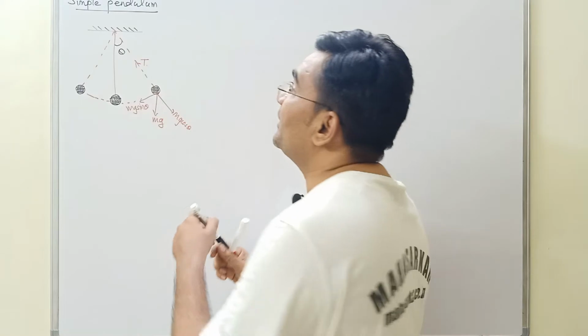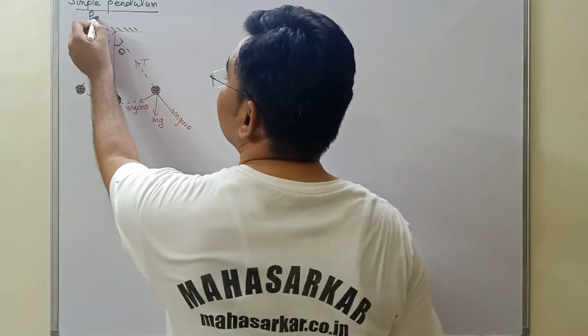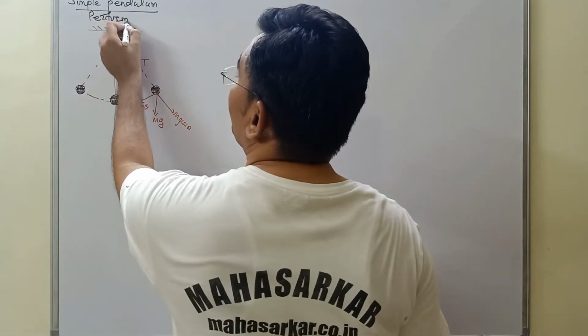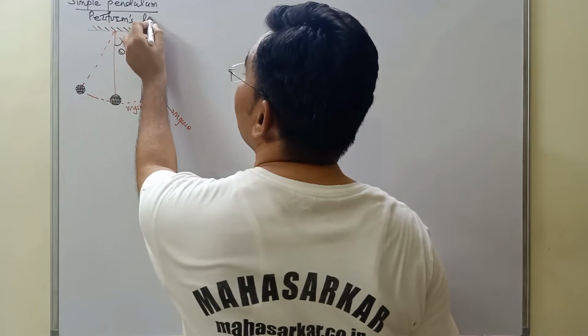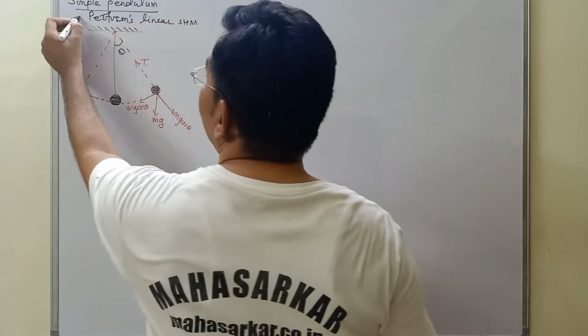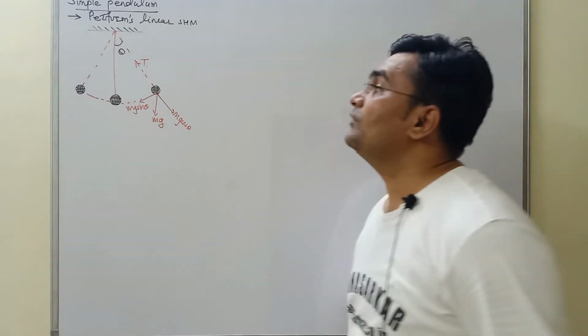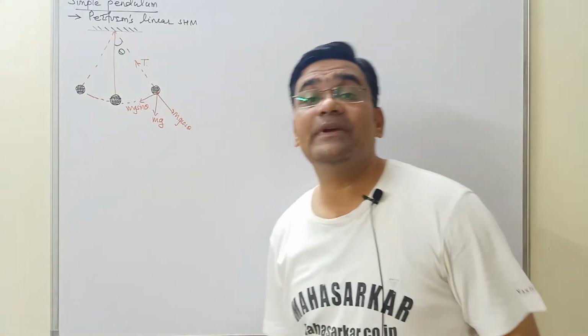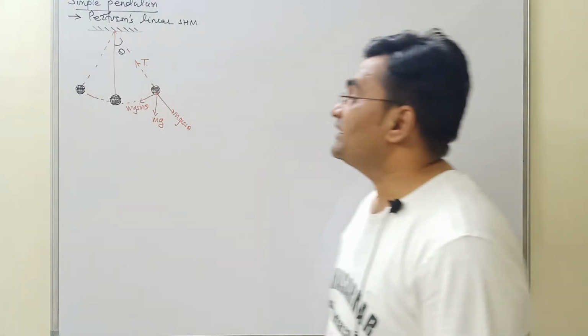So this principle we are going to use to explain the simple pendulum, and we are going to prove that simple pendulum performs linear SHM. Simple pendulum performs what? Linear SHM. This one we are going to prove, and second we are going to find out period of simple pendulum. So let's start the article.